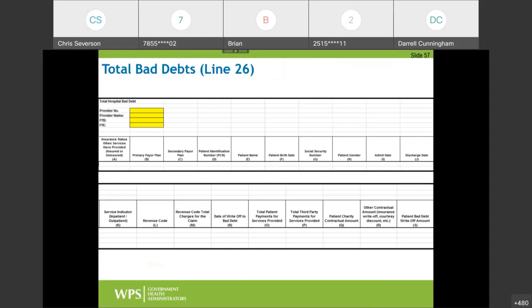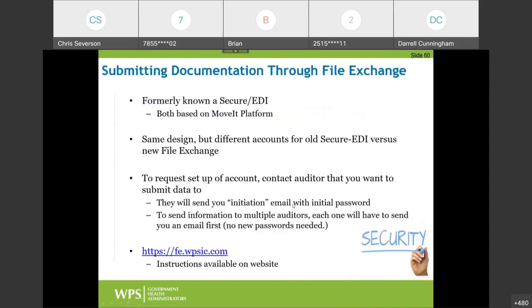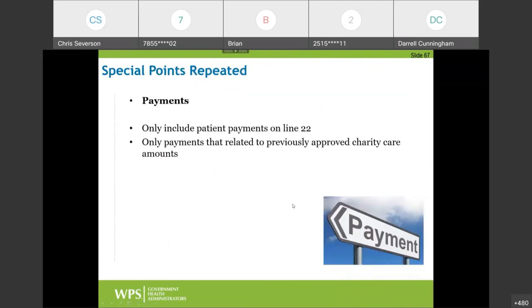The whole point is we only want to subject charges to the cost charge ratio. We don't want to subject deductibles and co-insurance to that. So a lot of good questions there.